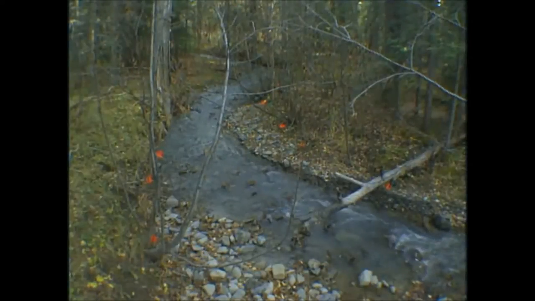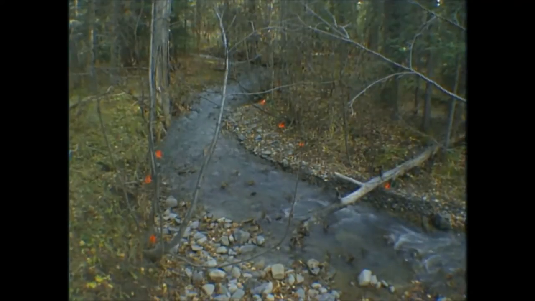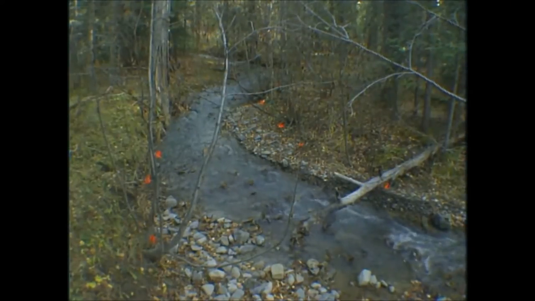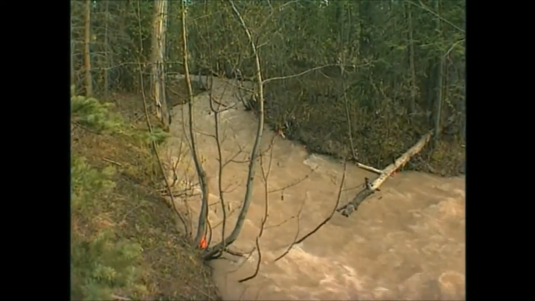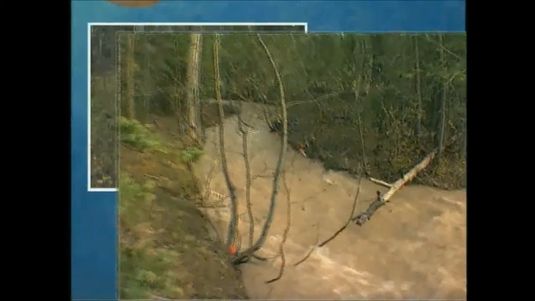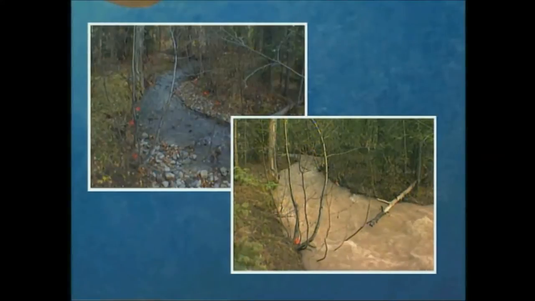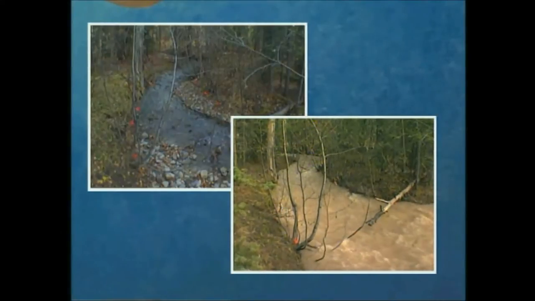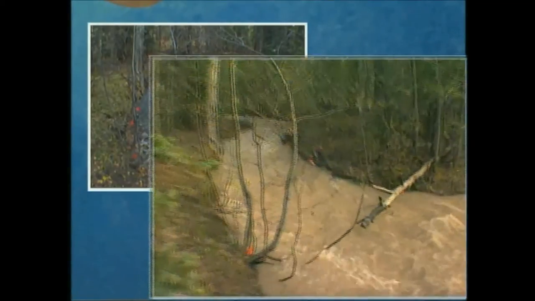Here we see an upstream view of White Creek at low water. Bankfull indicators, including the depositional floodplain features and vegetation line, are visible. Here's the same reach at Bankfull stage. We can see that the water is right at the base of the alders and is just beginning to flow onto the floodplain, which lies above the break in slope and change in depositional surface visible at low water.